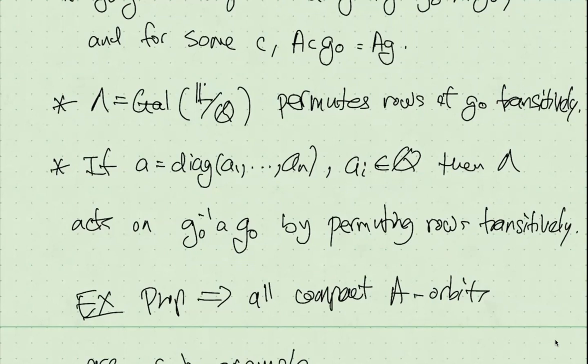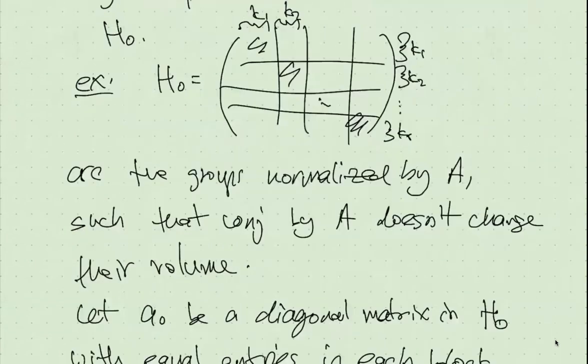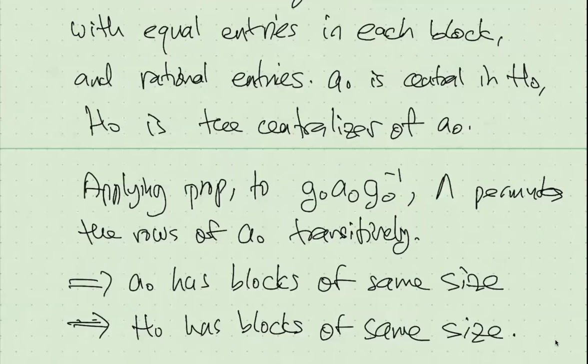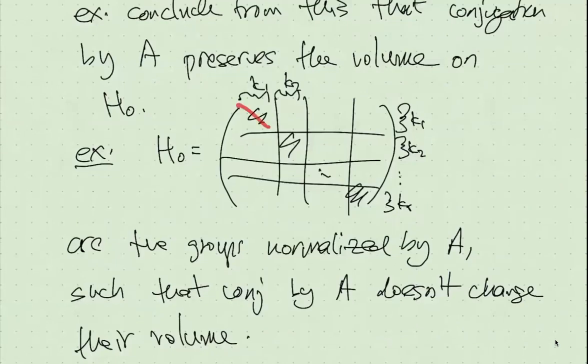Now we're taking A0, a very special matrix. The matrix that we're taking is a matrix that commutes with H0. So it's got a scalar matrix here, another scalar matrix here, et cetera. And since they're scalar matrices, you can recover H0 from this element. It's exactly the centralizer, namely all the matrices that commute. If the scalar in each block, if all these scalars are different scalars, then H0 is exactly the centralizer of A0.